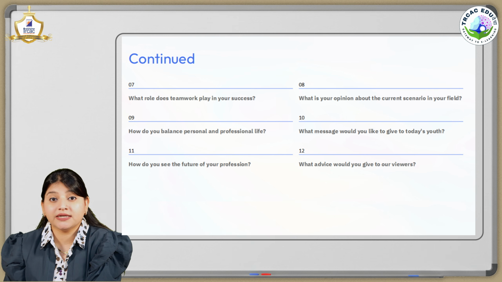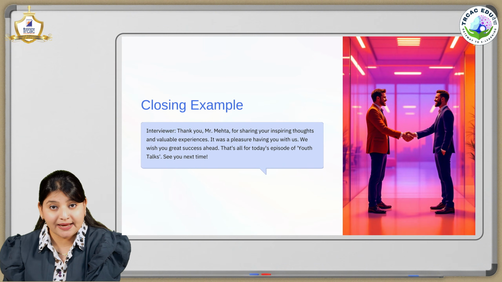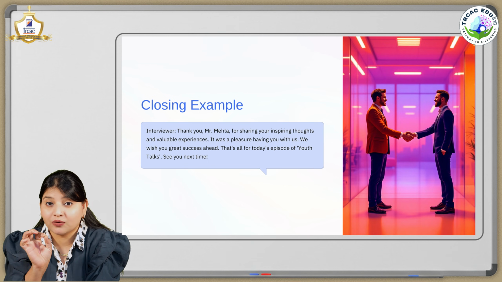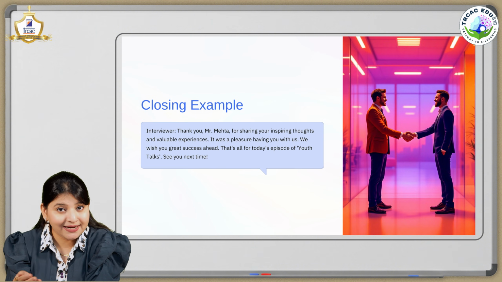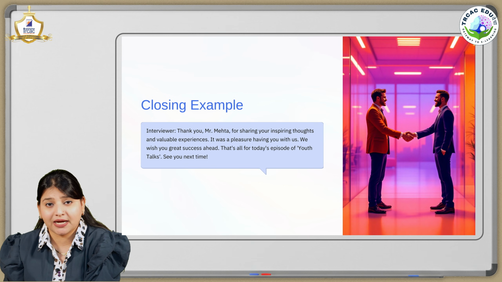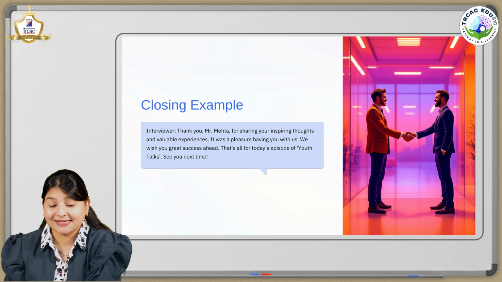Then, after writing down the questions, you leave a line and write down the closing, for example, as given on the screen. Thank you, Mr. Mehta, for sharing your inspiring thoughts and valuable experiences. You can cut it down to this, or else, like the previous one, be descriptive in 3 to 4 lines. So you can continue with: it is a pleasure having you with us. We wish you great success ahead. That's all for today's episode of Youth Talks. See you the next time.